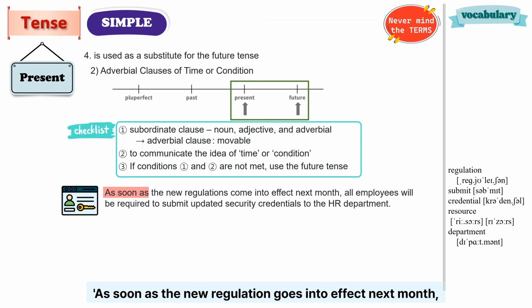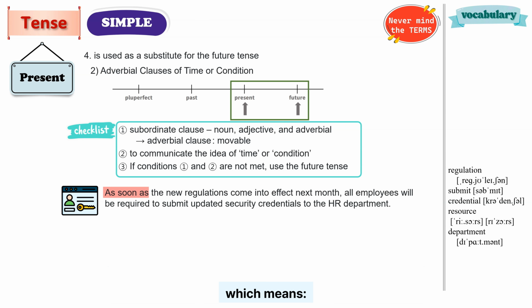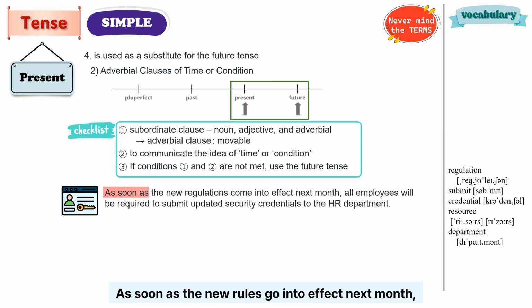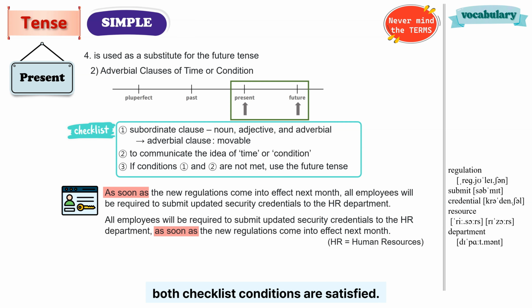Next example. As soon as the new regulation goes into effect next month, all employees will need to submit updated security credentials to the HR department, which means as soon as the new rules go into effect next month, all employees will need to submit updated information that proves who you are to the HR department. Since the clause introduced by as soon as can move freely and expresses time, both checklist conditions are satisfied. Therefore, the main clause uses the future tense and the subordinate clause uses the present tense.